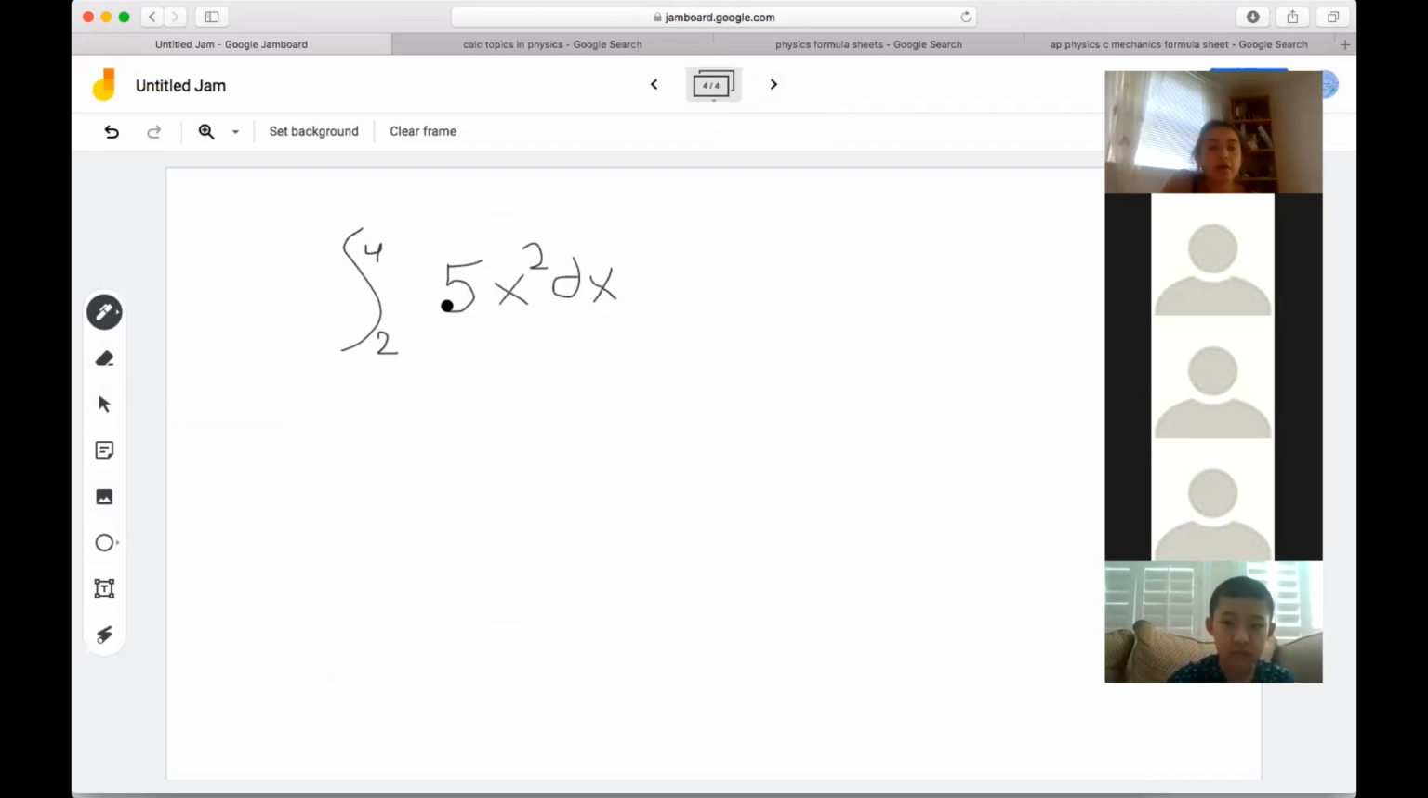Like we did before, the integral of 5x squared dx would have a 3 here and a 5/3 here. Now we change this bar and put the 4 here and the 2 here. This means it has already been integrated. So now we just plug it in. Whatever's on top is the first number you plug in.